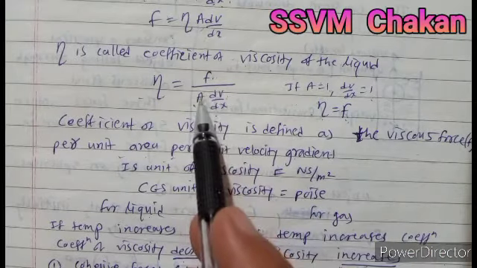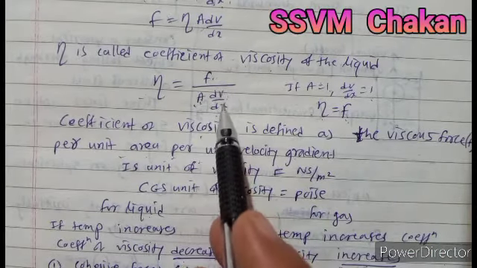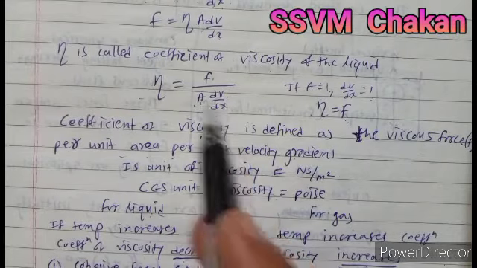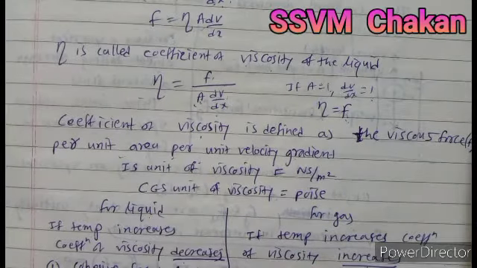Viscous force per unit area per unit velocity gradient is called the coefficient of viscosity.